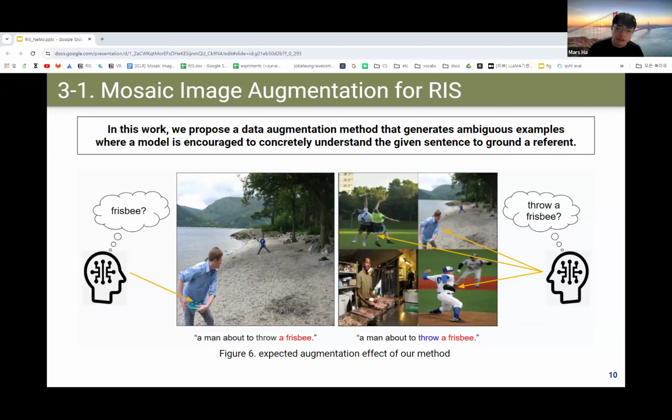But the difference is that the three images to be attached are not randomly picked, but retrieved from the image pool based on their similarities to the original image. So as a result, you can build an image like in this figure where each mosaic cell works as a negative image. For example, let's say the query is a man about to throw a frisbee. In the left image, understanding a frisbee is enough to find the target. But in the right, the model now needs to understand what throw a frisbee means, as each image contains frisbees and a man trying to catch or throw something. So we expect the augmentation method to help the model focus on the subtle differences between similar entities in the image, and also concretely understand the texture cues in the referring expression.